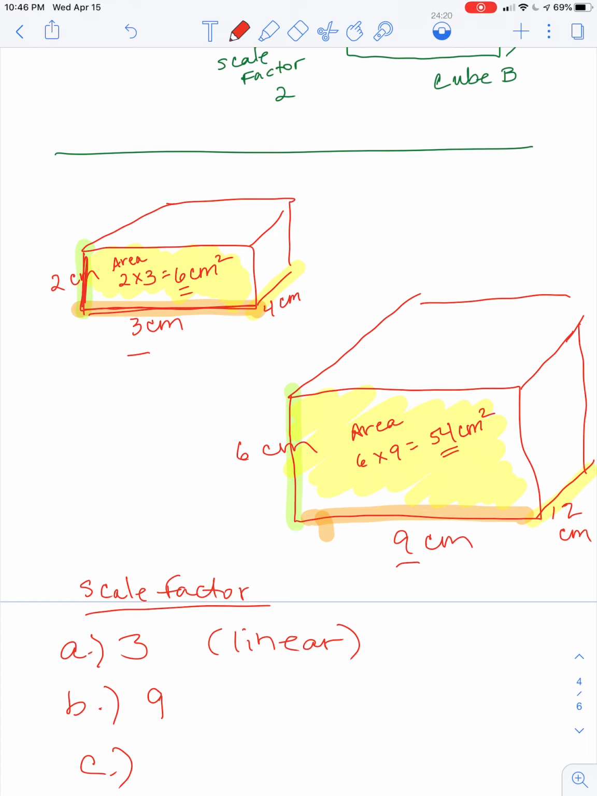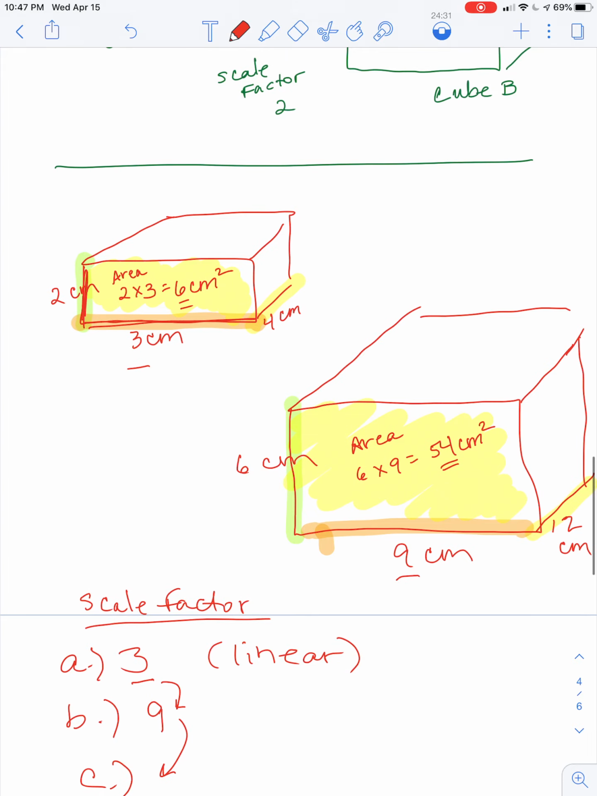So I want you to think about something. We're going to look at a relationship here in just a minute, but I want you to be thinking about how we're getting from our scale factor to the area to the volume. So let's look at the volume. The volume is going to be how many little cubes can fit inside each one of these rectangular prisms. So let's figure out the volume.